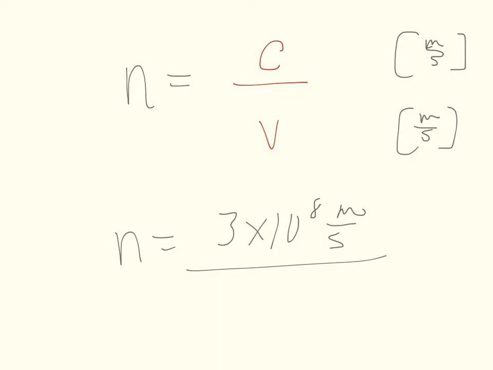So pick a number like 2.5 times 10 to the 8, whatever it is. Either way, this velocity is always less than whatever was at the top. So this index of refraction would be 1.5, 3 over 2. That's where the index of refraction comes from.